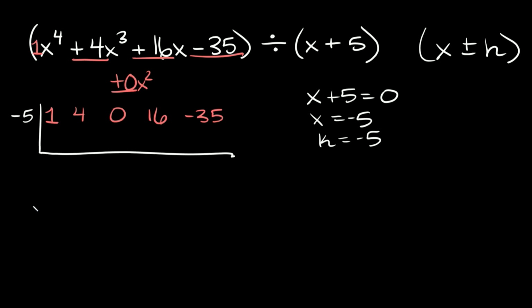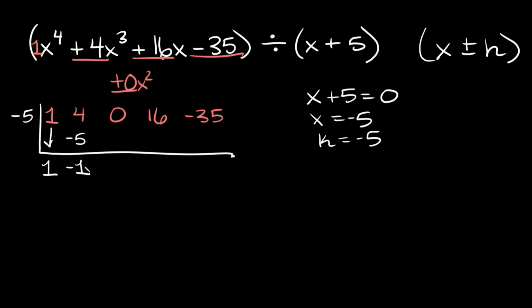Now we're going to find the coefficients of our answer. The first thing we want to do is bring the very first number straight down. In this case, it's just a 1. Now, to find the next number, we multiply by our k value. So 1 times negative 5 is just negative 5. Remember, we're adding all these numbers vertically. So 4 plus negative 5 is equal to negative 1.